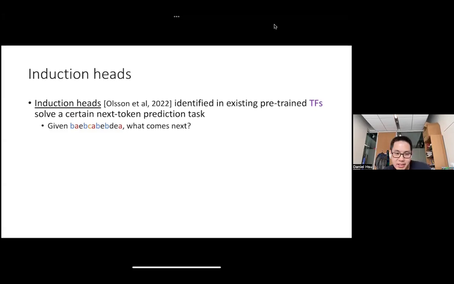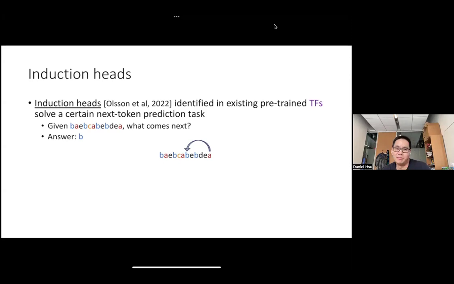So here's an example of what that task looks like. I don't want to define it super formally, but you're given a sequence of tokens and you're asked to predict what comes next. Based on the previous sequence, you need to predict what the next token should be. What one of these induction heads would do is predict B. And why is that? Because the last token that it sees is A. And what should follow A? Well, you just look back in the sequence at the last time you saw the token A, and you predict what came after that, which in this case is B. So that's the so-called induction heads task.